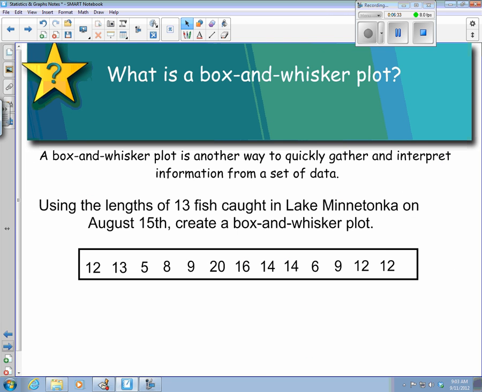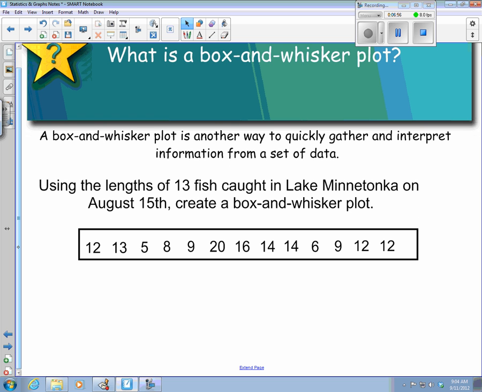Okay, now we're going to set up a box and whisker plot here. A box and whisker plot is another way to quickly gather and interpret information from a set of data. It basically breaks your data up into 4 equal chunks, 25%, 25%, 25%, 25%. And we're going to be talking about quartiles here because we do break it up into quarters. Well, the first thing you're going to want to do is list your data in order from smallest to largest. I can see that 5 is the smallest number here, so I'd put 5 first, then 6.